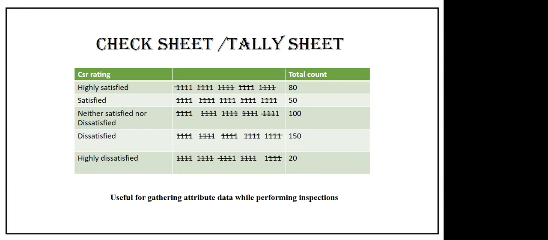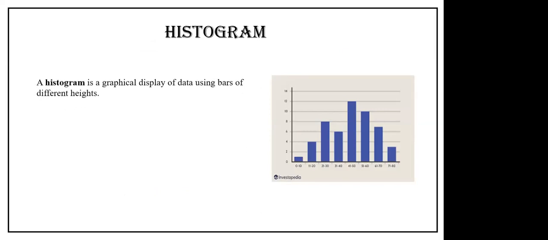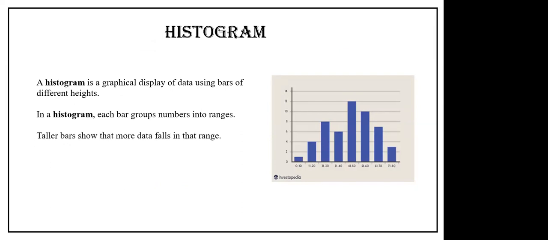Now, let us move to the second tool, that is the histogram. A histogram is a graphical display of data using bars of different heights. In a histogram, each bar groups numbers into ranges. A taller bar shows that more data falls in that range. A histogram displays the shape and spread of continuous sample data.